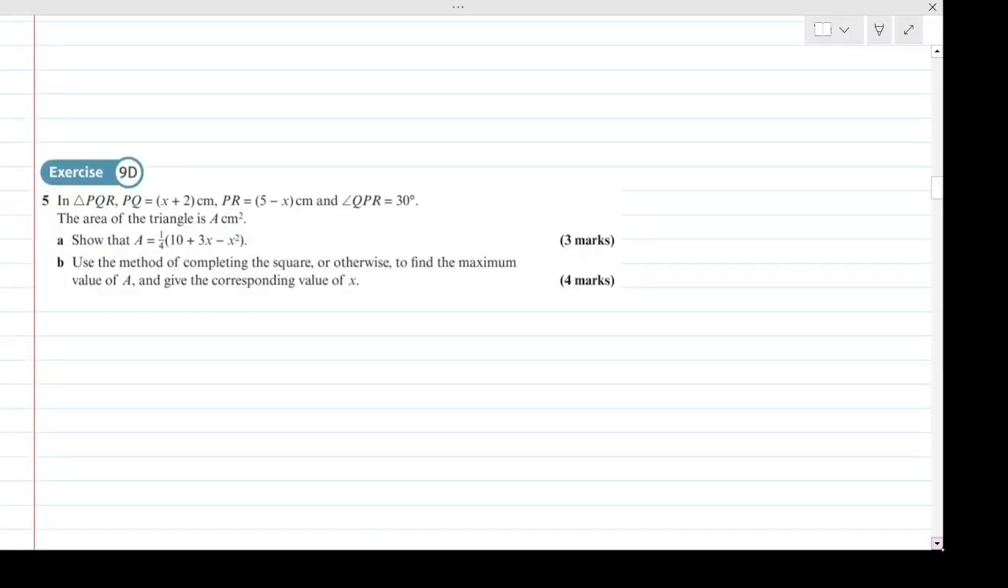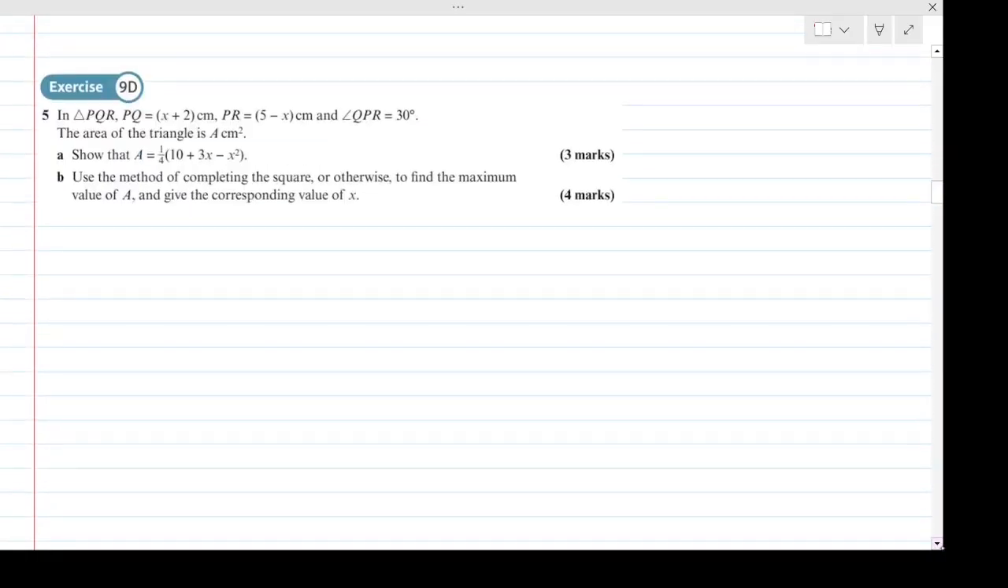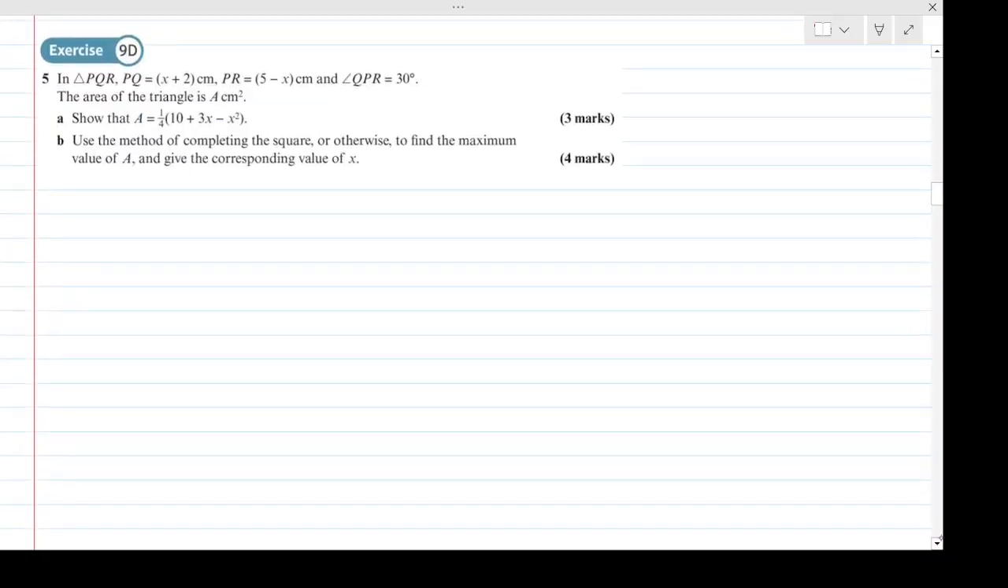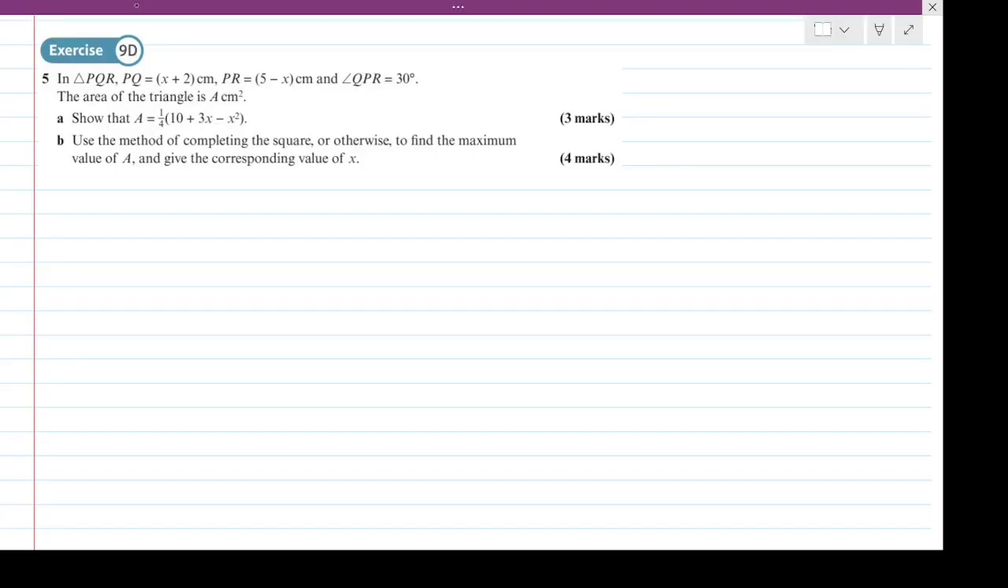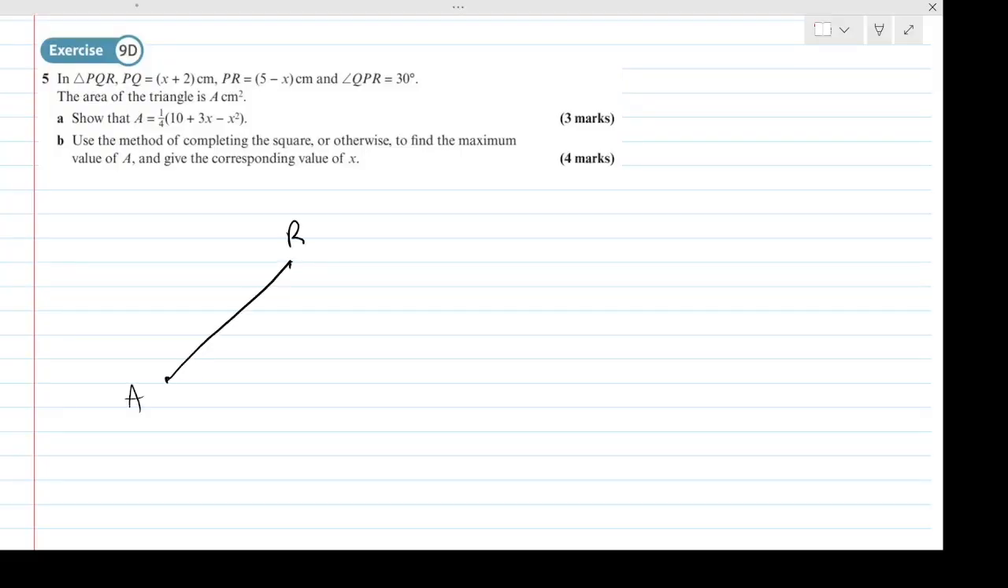Okay, let's have a look at this exercise. More questions then. We are told in triangle PQR, PQ is x plus 2, PR is 5 minus x, and angle QPR is 30. The area of the triangle is A. We need to show this area A is this expression. Okay, so first we'll be given stuff about a triangle. So again, let's just do a rough idea of the triangle, and then put our information in.